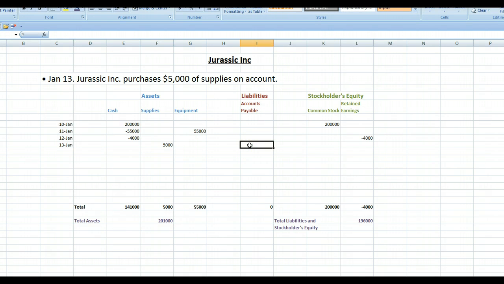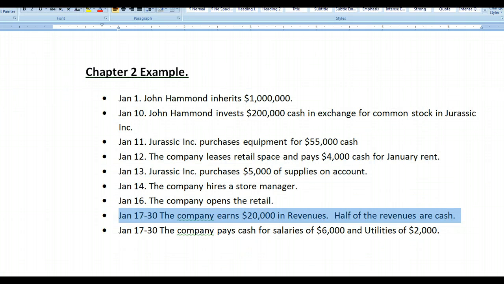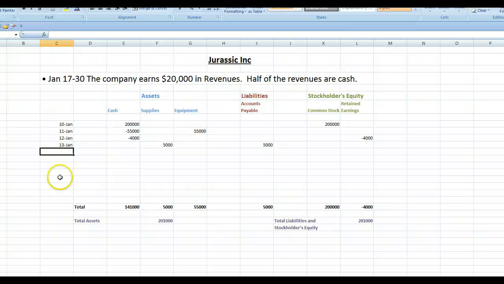So 5,000 went up for assets. Our liabilities or debts also went up by $5,000. With that, your accounting equation is still in balance. The events on January 14th and 16th were not transactions, so we will not record those on the books. But between January 17th and 30th, the company earned $20,000 in revenues. Half of the revenues are cash. Let's go and see how that works in our accounting equation. Since it happened over a period of time, we'll record it on the 30th of January.